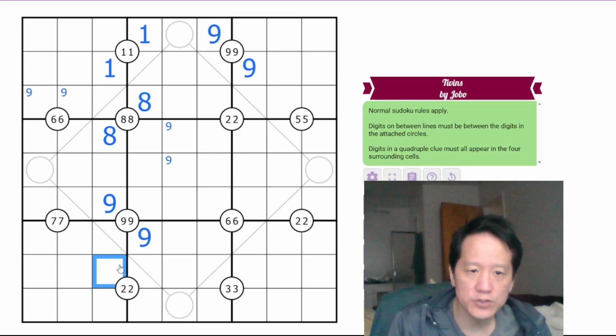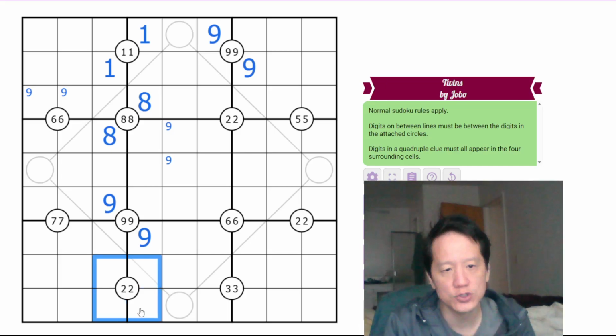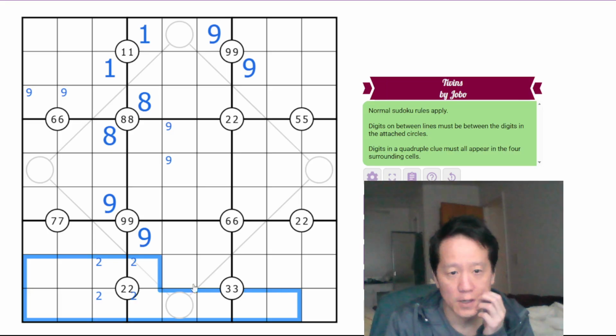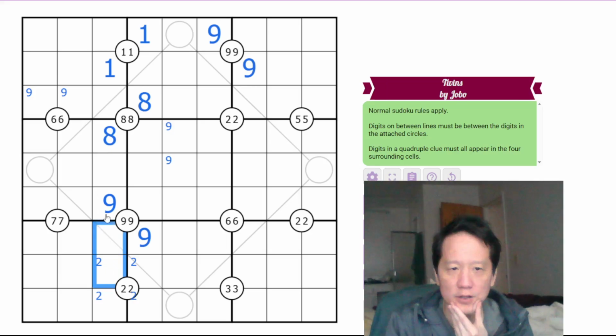Okay, so around this quad clue, we know there has to be a 2 here or a 2 here, right? Which means there cannot be a 2 in the rest of rows 8 and 9 and columns 3 and 4.